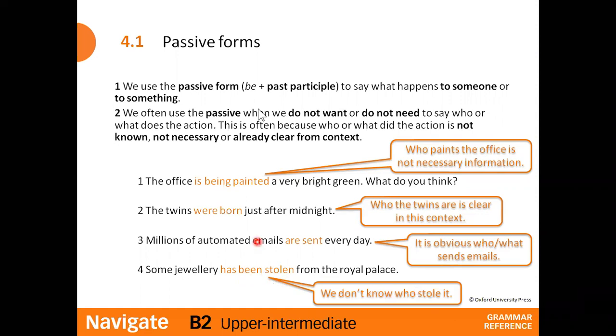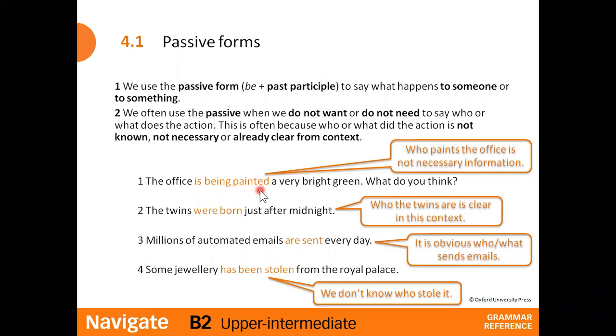All right, let me go back to this part. So passive form, be plus past participle. This is important. So in all tenses, I said you use past participle. Okay, now in the example, is being painted. This is present continuous and past participle.